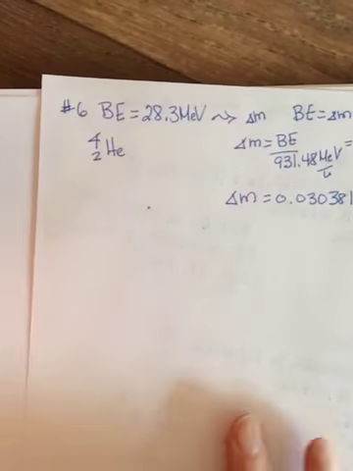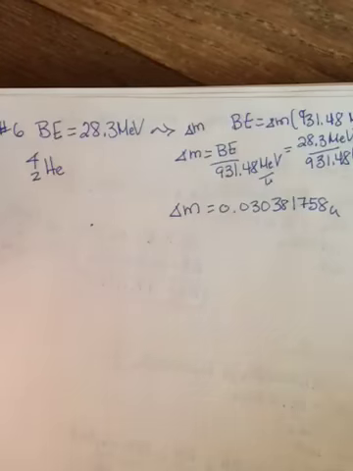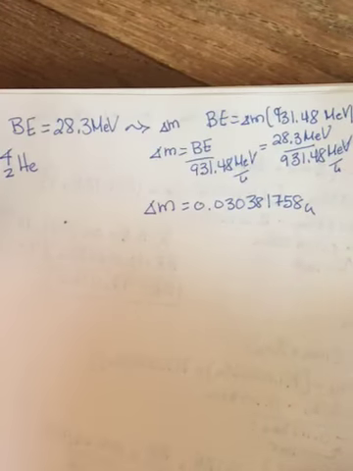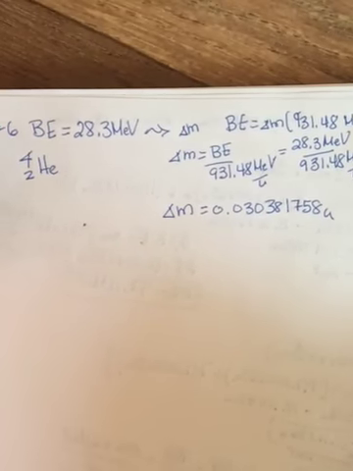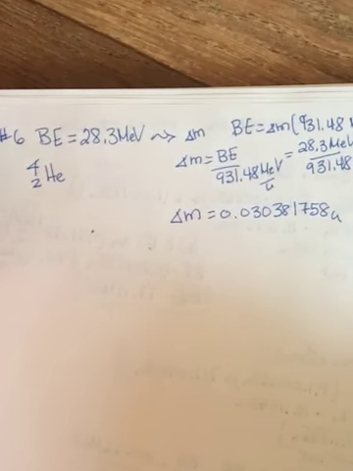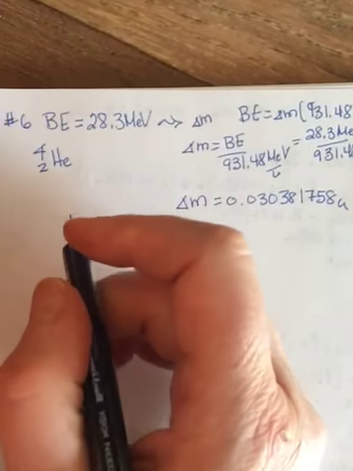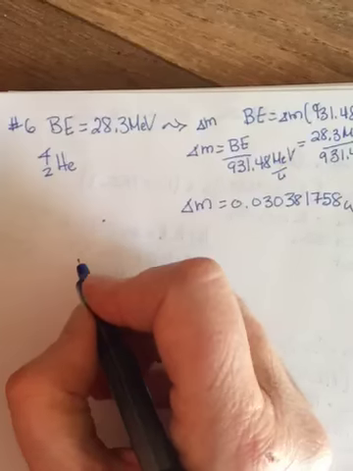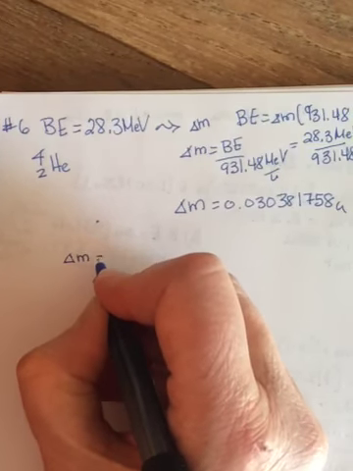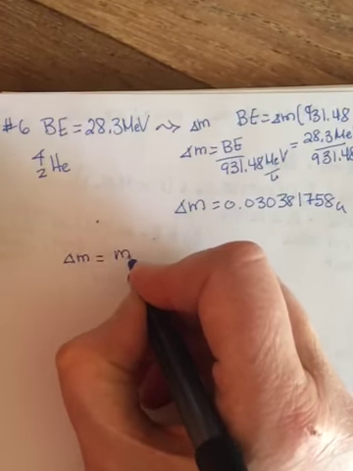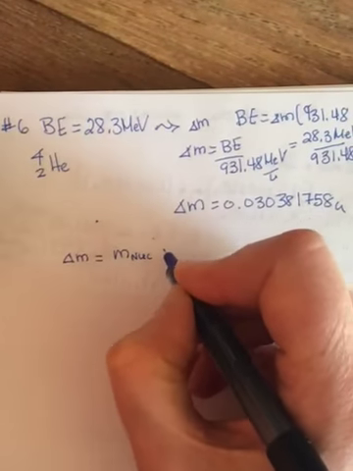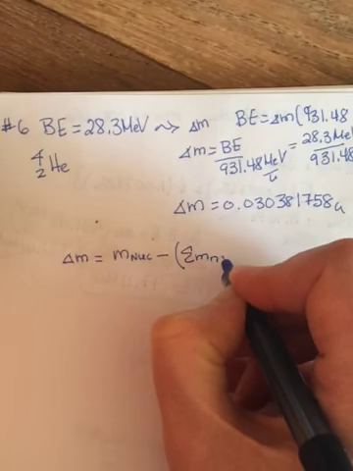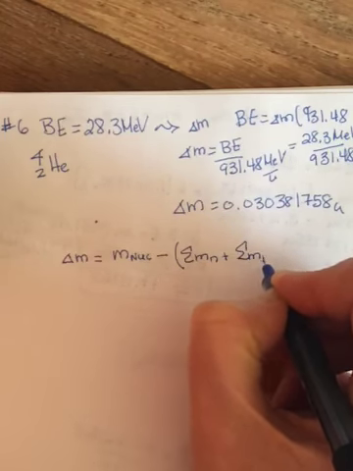Okay, so we were on number 6 on page 654, and we had just found the mass defect, but we're looking for the mass of the nucleus of a helium. So they gave us the binding energy, we found the mass defect, so we can now go to the equation: mass defect is equal to the mass of the nucleus minus brackets the sum of the masses of all the neutrons plus the sum of the masses of all the protons.